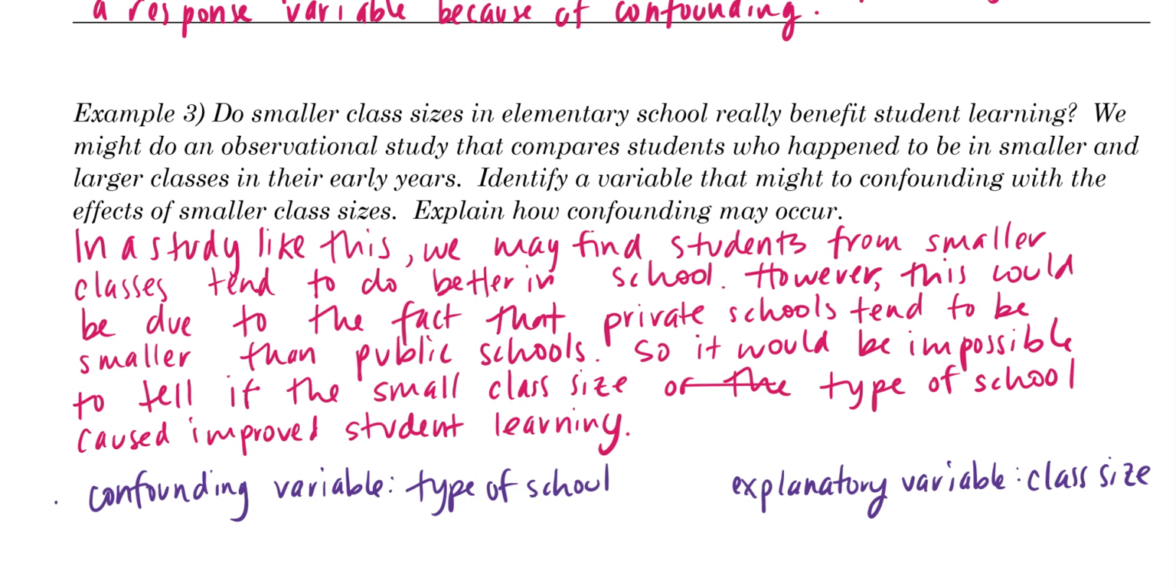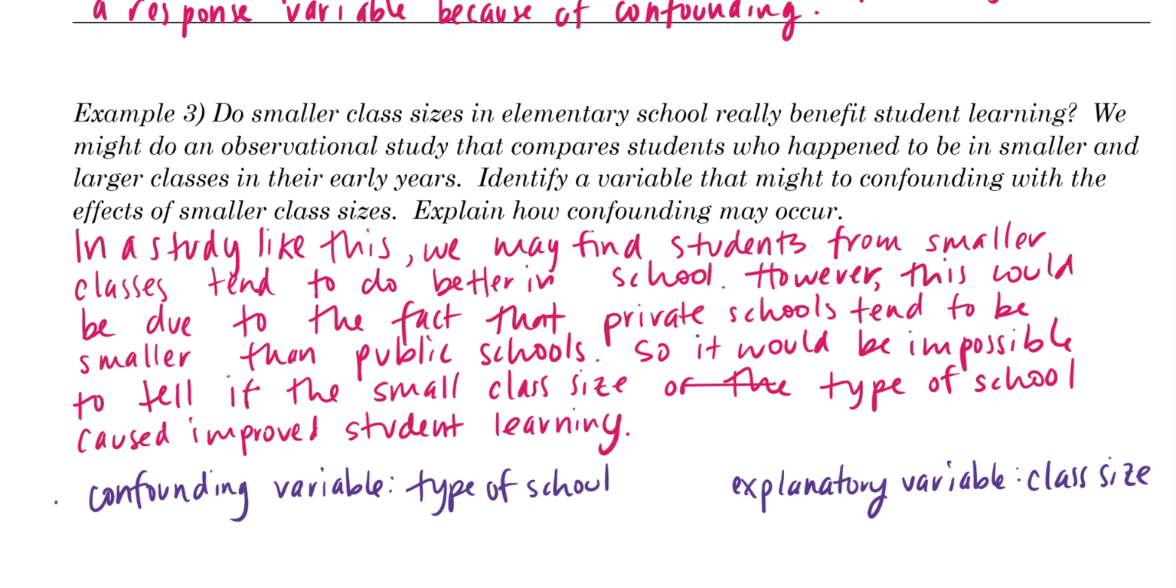Okay, so you might have come up with a bunch of different things. Here's sort of what I came up with. If yours makes sense too, then you're probably right. That's the joy of confounding variables. So in a study like this, we may find students from smaller classes tend to do better in school, potentially. However, that could be due to the fact that private schools tend to be smaller than public schools. So if I actually asked a bunch of kids this, more than likely, if your second grade class had 10 kids in it, you probably went to some kind of a charter or a private school or something.